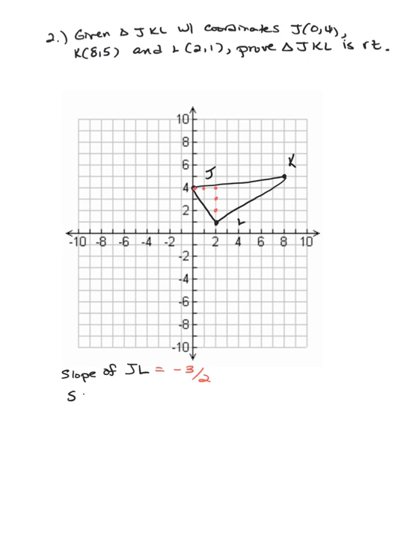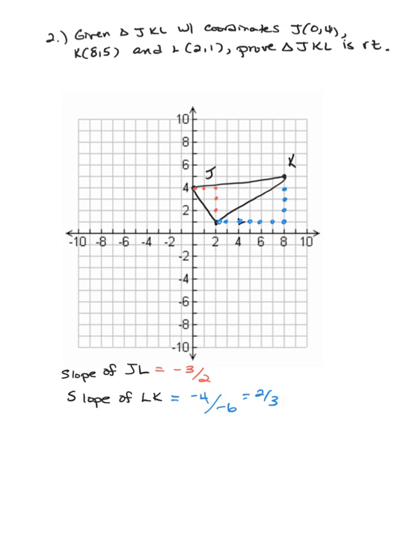Okay, so then we have the slope of LK. Do this one in blue. For LK, I have a rise of 1, 2, 3, 4, -4, because I'm going down 4. And then I have a run of 1, 2, 3, 4, 5, 6, because I'm going to the left. That reduces to 2/3. So do you see that these are opposite signed reciprocals?